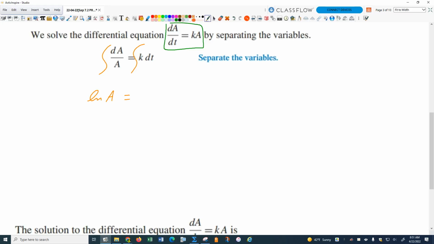K is the constant. On the right side, the variable of integration here is t. So kt, right? Plus c. Okay. So there it is. That's the solution, but it's just not in a very convenient form, right? So we want to solve this thing for A, right? We're looking for A of t.